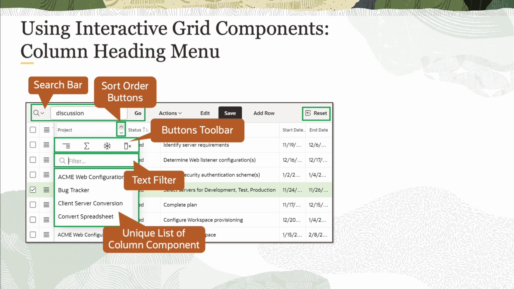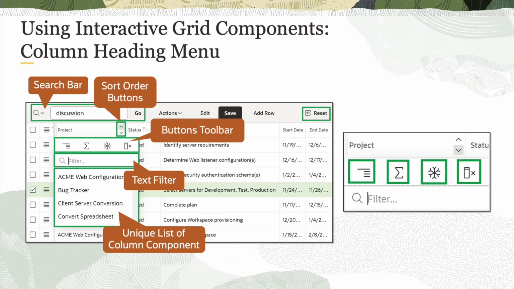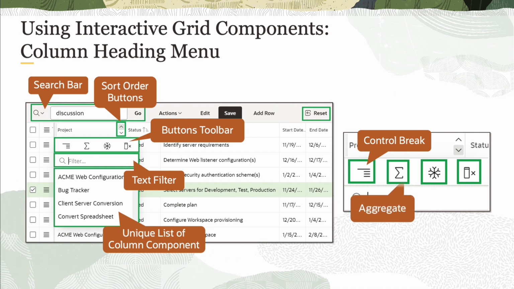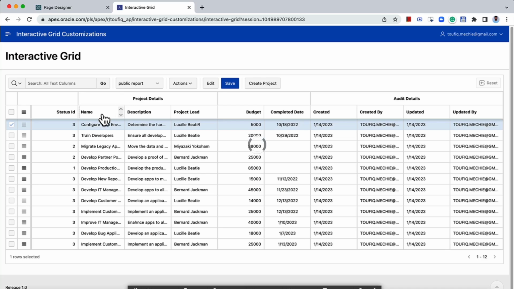Under buttons toolbar, the end user gets various options like control break, using which user can create a control break on the selected column, there is aggregate option using which opens the aggregation dialog box to define an aggregation against the selected column. There is freeze option using which the selected column freezes in place, putting the selected column outside the horizontal scrolling section. And then there is also hide option using which the selected column can be hidden from the view.